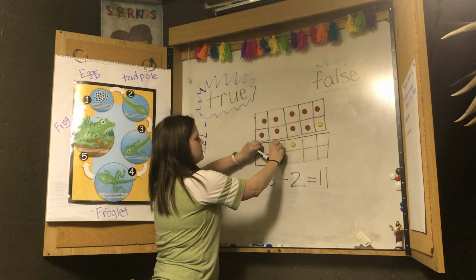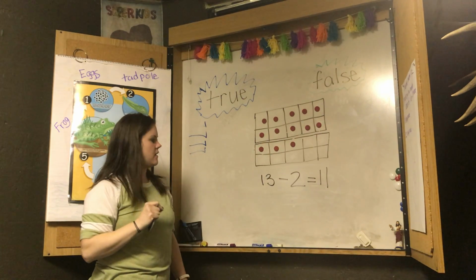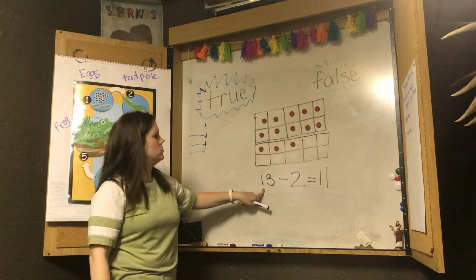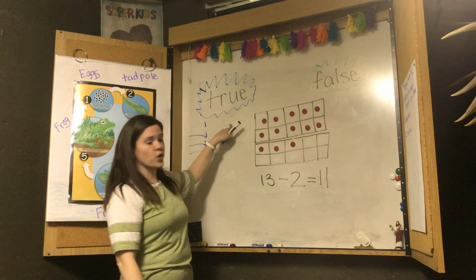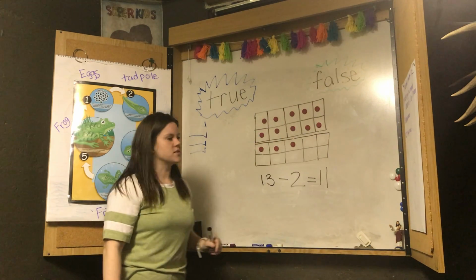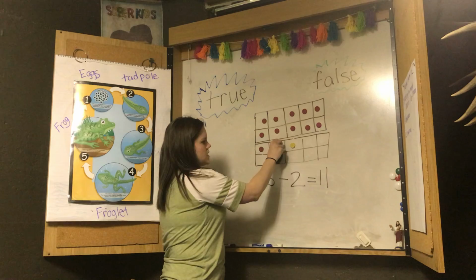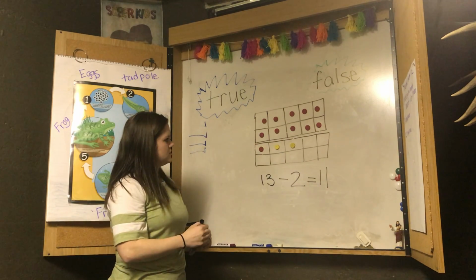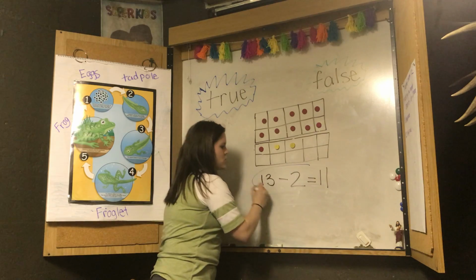Here's another one that I bet you can solve right away, no delay. 13, my whole, take away one part, equals the other part. Is this statement true or is this statement false? Let's work it out. 13, take away 2, equals 11. This statement is true.